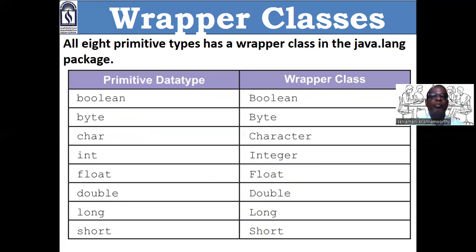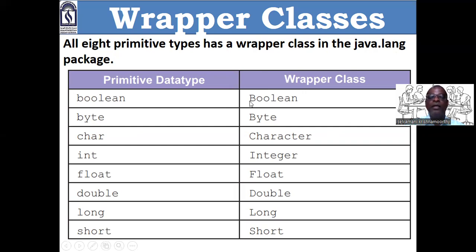Now, what are the wrapper classes available? See it here, all 8 primitive data types have wrapper classes. All these wrapper classes are available under the java.lang package. This java.lang package we already studied in the previous video lesson, Java video lesson number 21. So java.lang is a package. It has so many classes. Out of these classes, it has 8 wrapper classes.